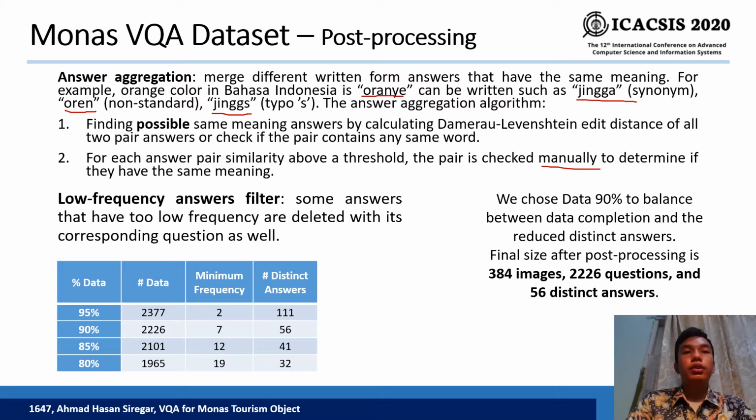For example, right here, we can see there are 4 options. This is only using 95% of data to 80% of data. We chose 90% of the data to balance between data completeness and the reduced distinct answers. So the final size after post-processing, we have 384 images with a reduced 2,226 questions and 56 distinct answers.